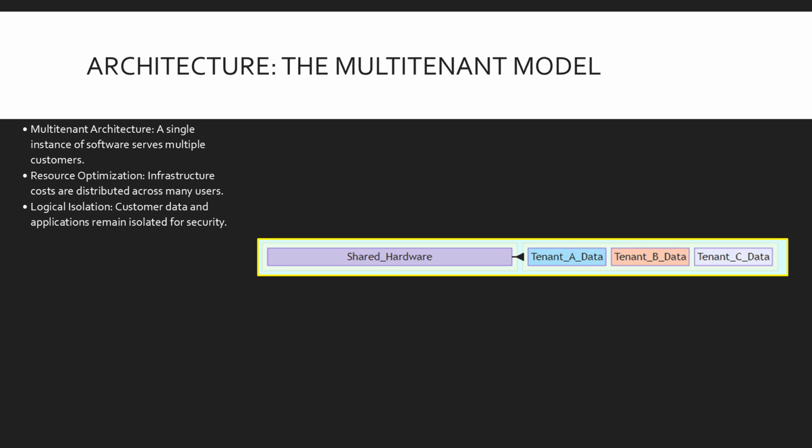This diagram illustrates multi-tenancy. At the bottom, we have the shared hardware block, representing the provider's physical infrastructure. Growing out of that single base, we see distinct blocks for Tenant A, Tenant B, and Tenant C. While they all rest on the same foundation, their data blocks are separate colors, representing logical isolation. This visualizes how SaaS achieves efficiency through sharing while maintaining privacy through isolation.